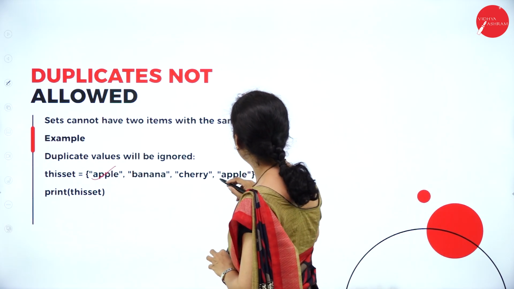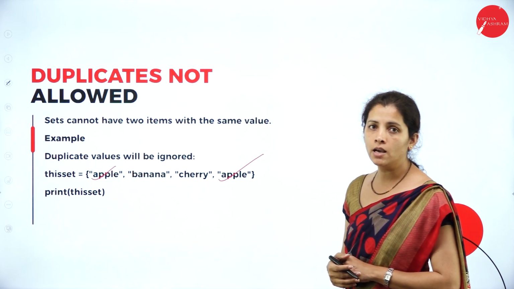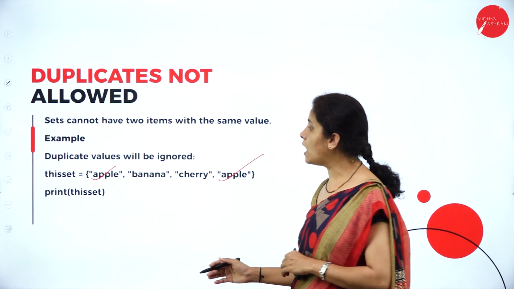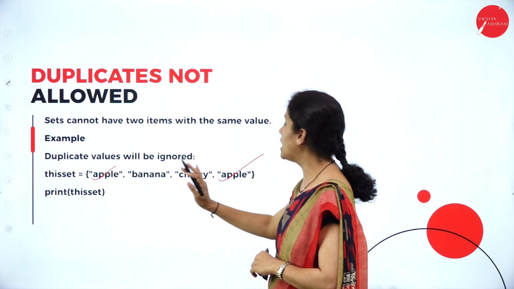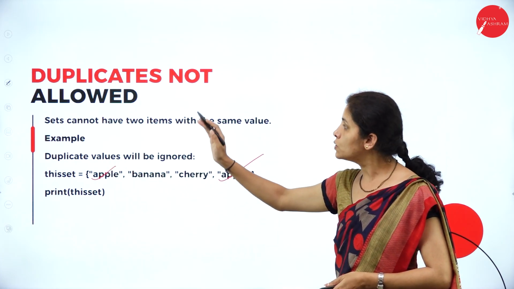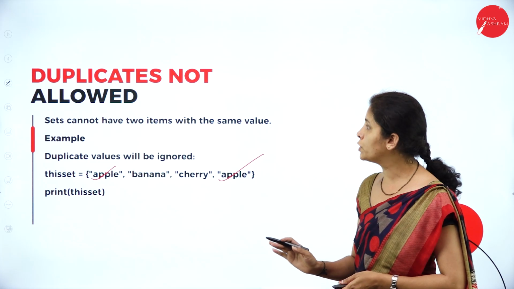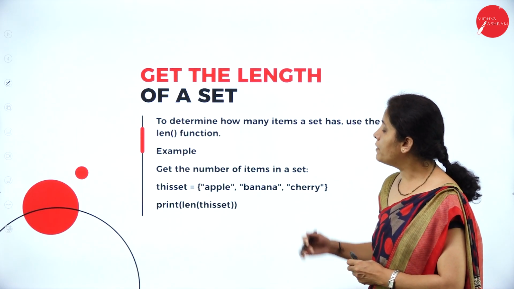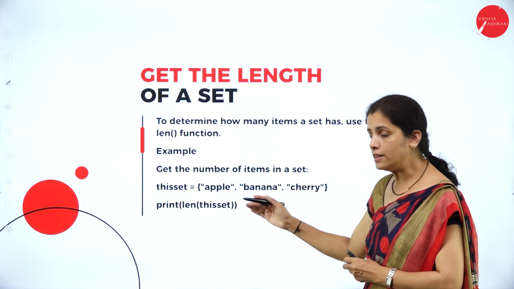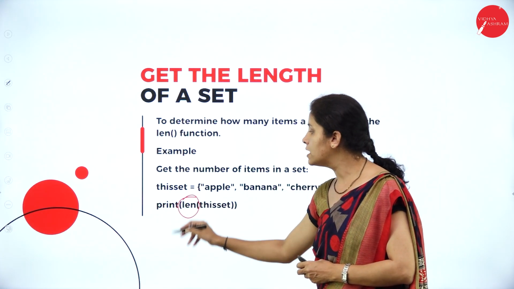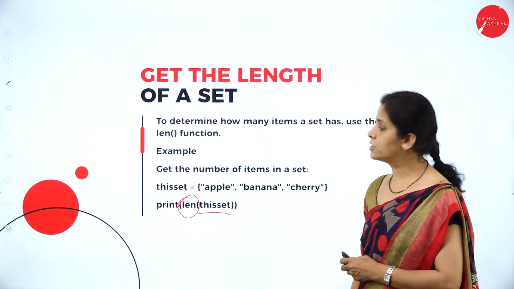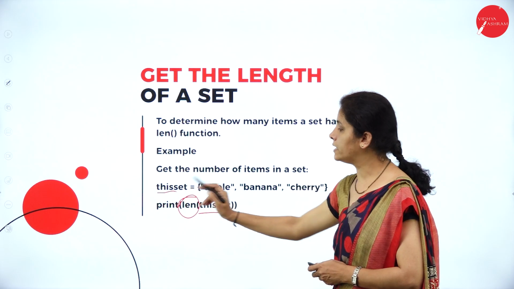See here, apple appears twice, but while executing this code, I'm going to get the output apple, banana and cherry. Okay, so a set does not allow duplicate entries. And if I want to get the length of the set, I'm going to use the length function. And what is the input to this length function? That is nothing but the set.